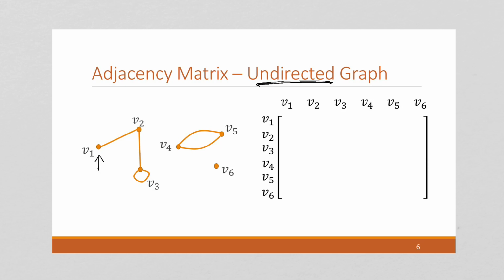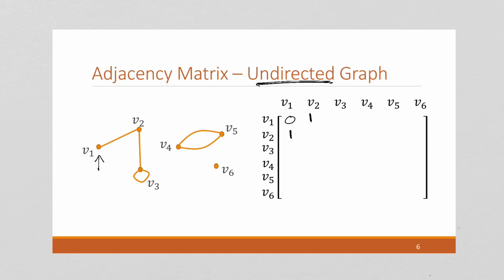Is V1 attached to V1 at all? No. So we're going to put a 0 in that spot. It is attached to V2 though, so I'm going to put a 1 in that spot. And notice that's the same as saying that V2 is attached to V1, so there's also a 1 in this spot, right? So this is sort of where we're starting and where we end up. But because this is an undirected graph, it's going to be symmetrical.